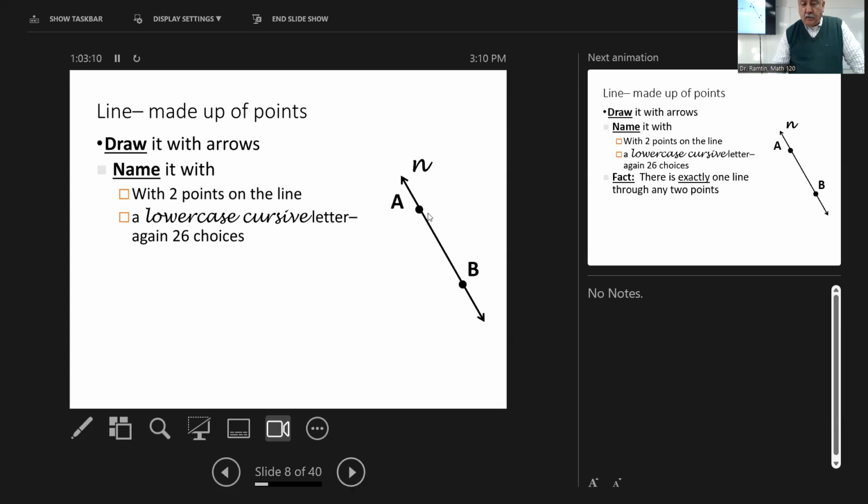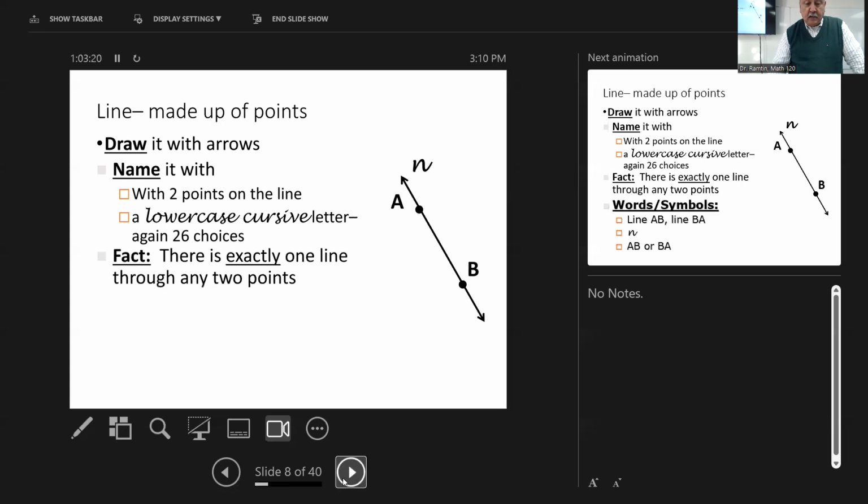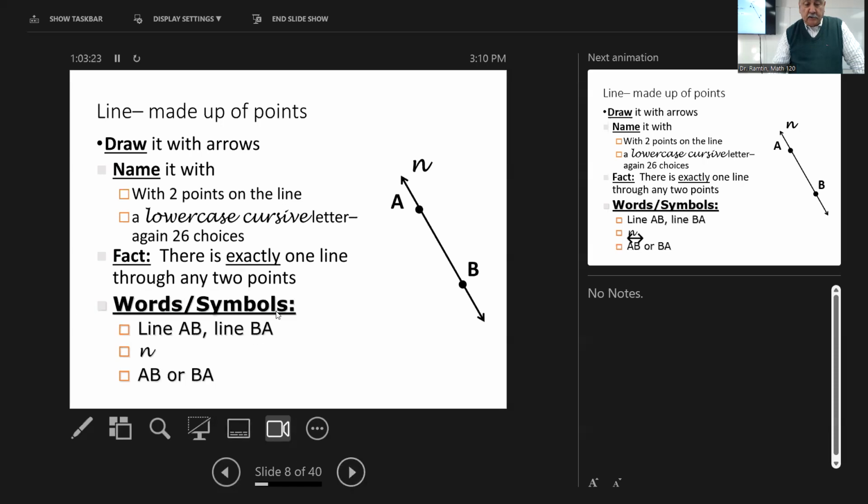You can call the whole thing a little cursive n, but you can also identify it with 2 points on it and draw the line above it. So you can call it line AB or line BA, or call it with the small letter n. But again, you need to have the arrow at the top with 2 arrowheads, as you can see here.